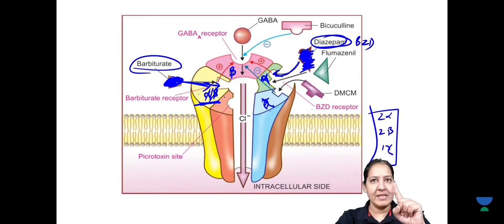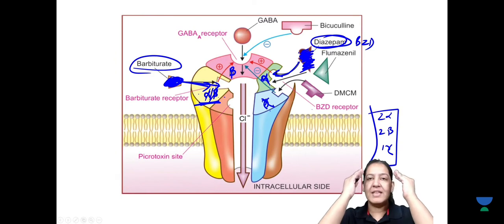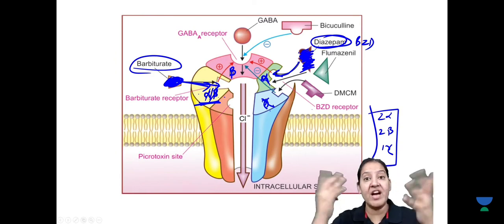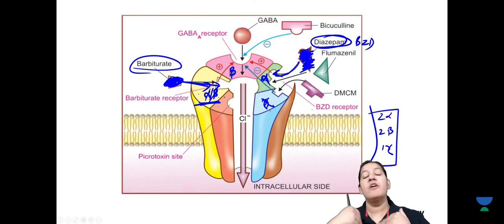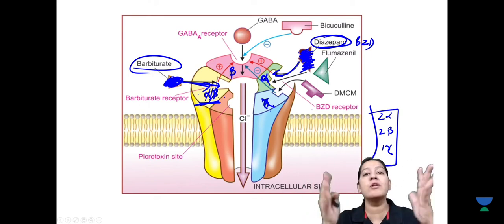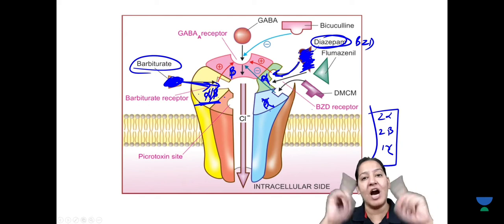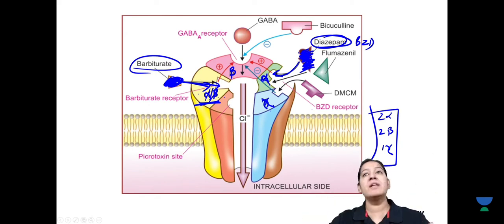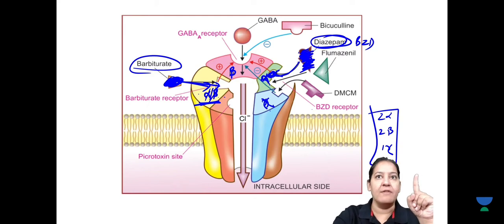So the tablet first goes into the blood. From the blood it goes to the brain. In the brain it goes on the neuron. On the neuron it goes on the receptor. The name of the receptor is GABA receptor. On the GABA receptor it goes on the alpha-gamma junction. On acting on this junction, what will it do?